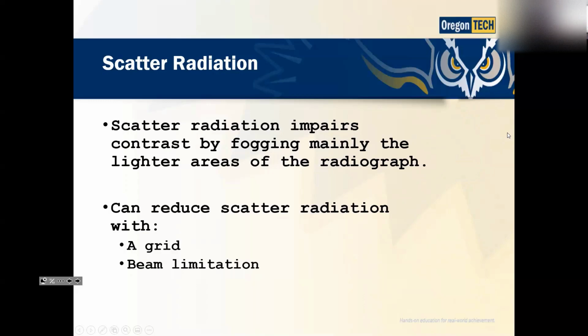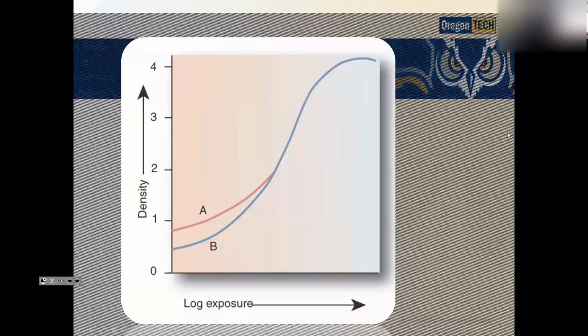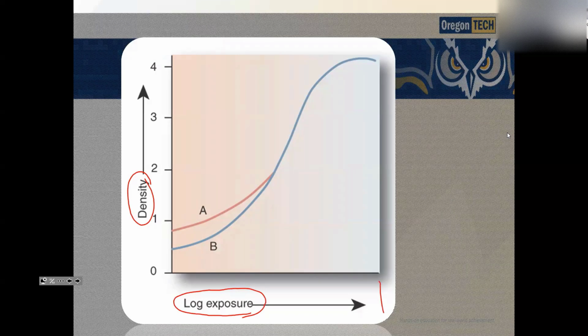This is good stuff. When you have that scatter, it's going to affect the lower densities on the image. In other words, here we have the H&D curve. We have density, exposure. High exposure here.